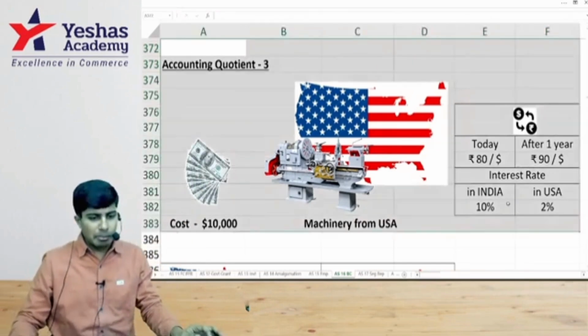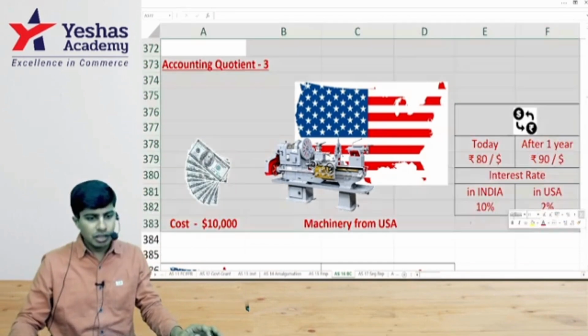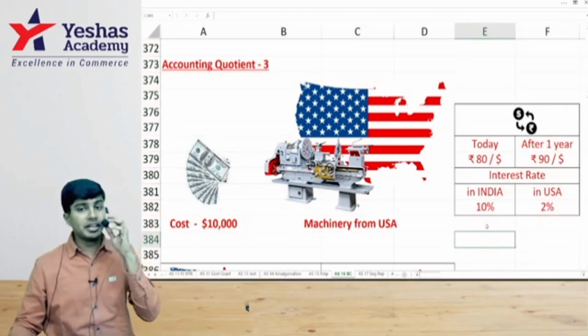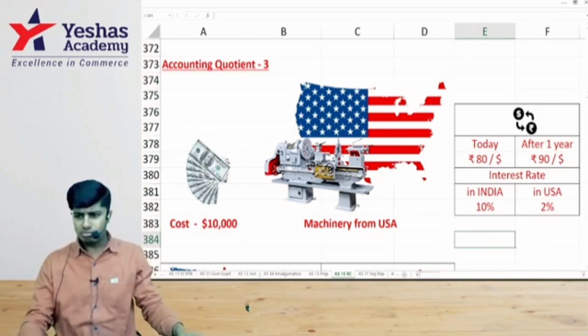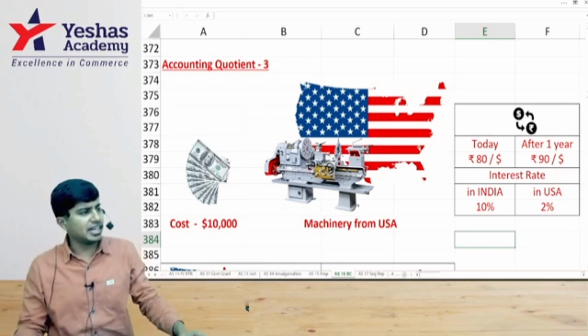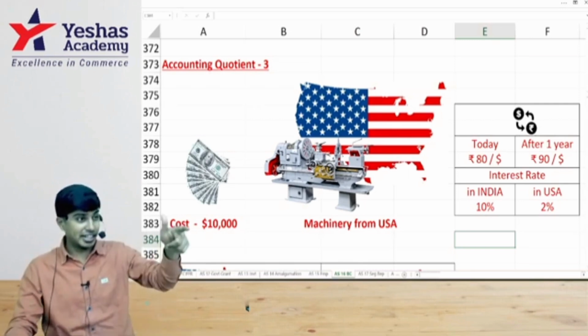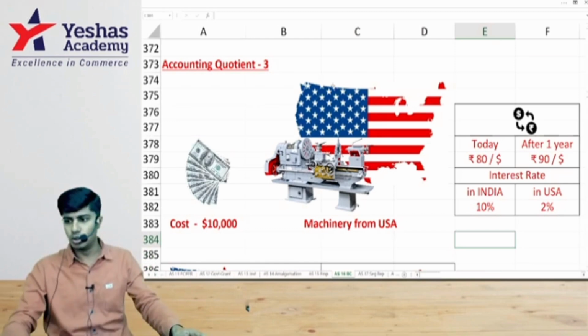We have bought a machine from USA for $10,000. And when we bought this machine, the exchange rate is 80 rupees per dollar. After 1 year, the exchange rate is rupees 90 per dollar. In India, the current interest rate is 10%, and in USA, the interest rate is 2%.